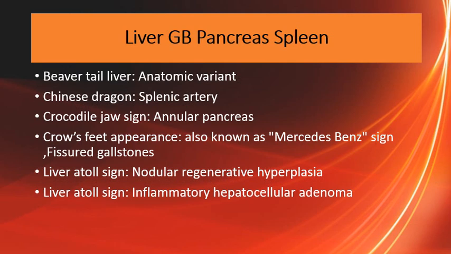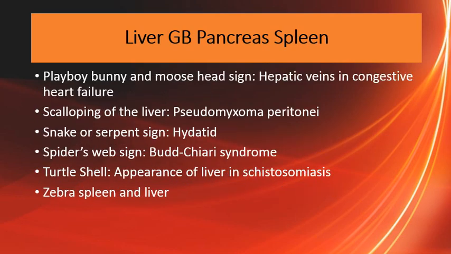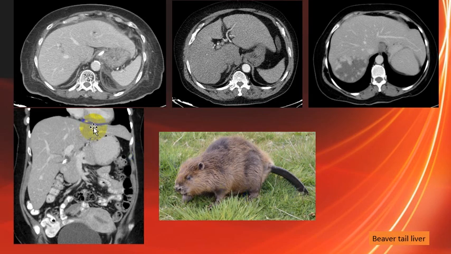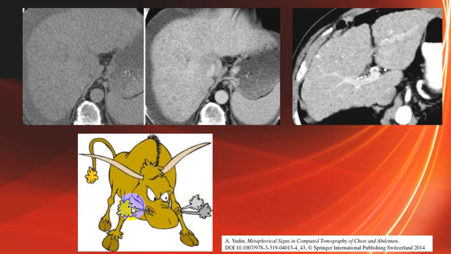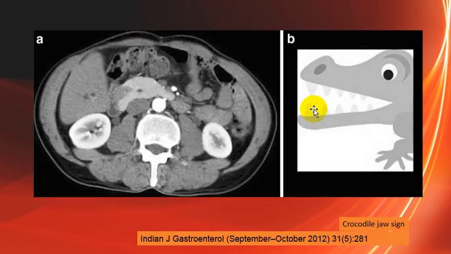The liver, gallbladder and pancreatic signs. Here we see the left lobe of the liver crossing the midline to the left side, giving the appearance of the beaver tail liver sign. And here a patient with bull's eye sign, and a patient with cirrhosis with regenerating nodules, as we see here with bull's eye sign.